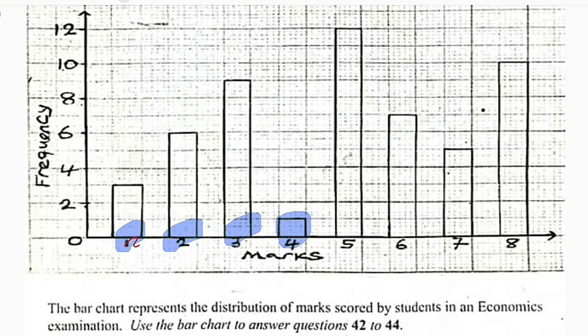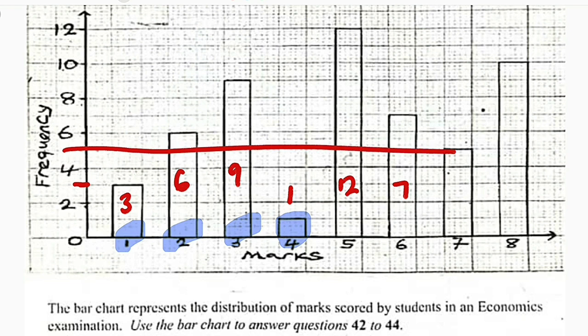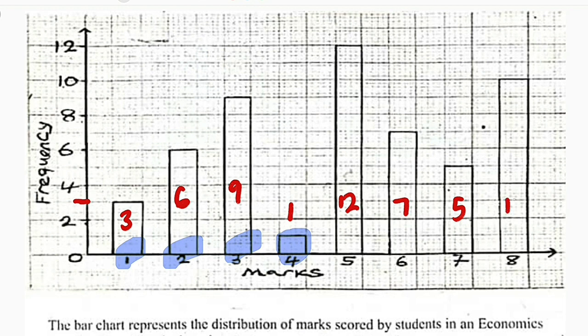You can clearly see that those that scored 1 mark, they are 3 in number, because you can see this is where it stops, which is 3. And the number of students that scored 2 marks are 6 in number. You can see the corresponding frequency. The number of students that scored 3 marks are 9 in number. We have 4, which are just 1 person. 5 is 12. 6, we have them as 7. You can see that here. Then those that scored 7 marks, they are 5 in number. And lastly, those that scored 8 marks, they are 10 in number.